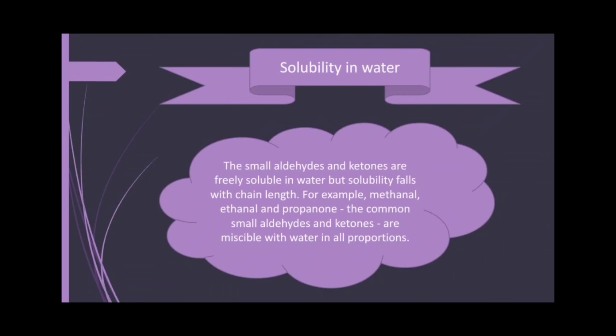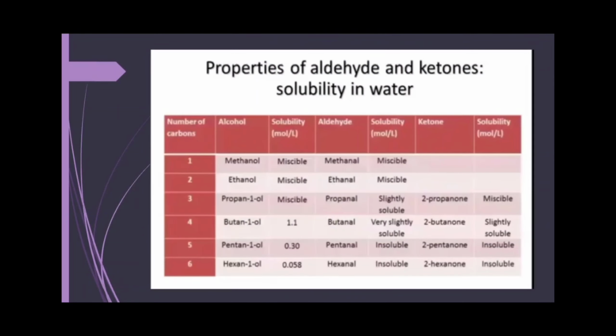water molecules. Here in the table, we can see that the number of carbons can affect the solubility of aldehydes and ketones. Here we can see that methanol, which has only one carbon, is miscible in water. Also ethanol, because it has only two carbons. While propanol has 3 carbons, it is slightly soluble in water.